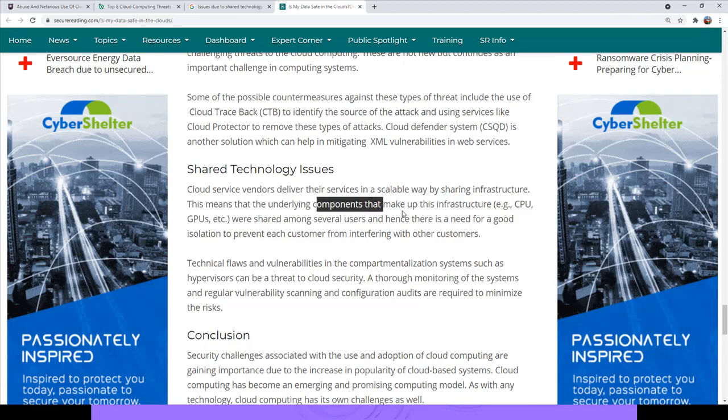The important components in the infrastructure are CPU, then GPU, and memory, and other resources, storage, etc. Based on these resources, the infrastructure is created, and this infrastructure is shared among different cloud users. It is very important to have isolation between different users to prevent each customer from interfering with other customers. So there should be a good amount of isolation.